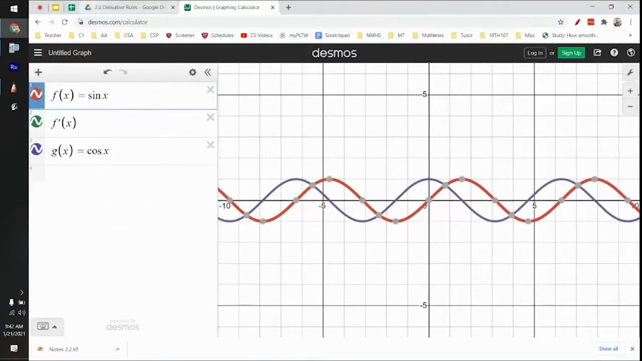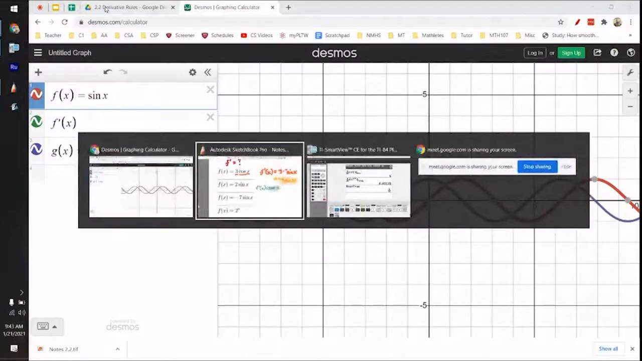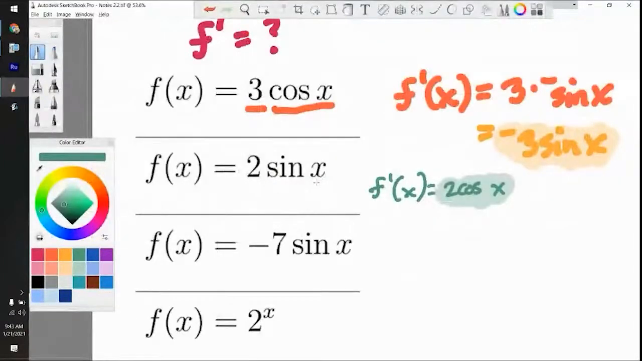Okay, I'm getting a little ahead of myself. If you don't understand what I just showed, it doesn't really matter. We're going to go over it in more detail later. The main thing that I want you to focus on right here is doing the formulas. So sorry, I just got a little off track there. Okay, any questions on how I got 2 cosine x?